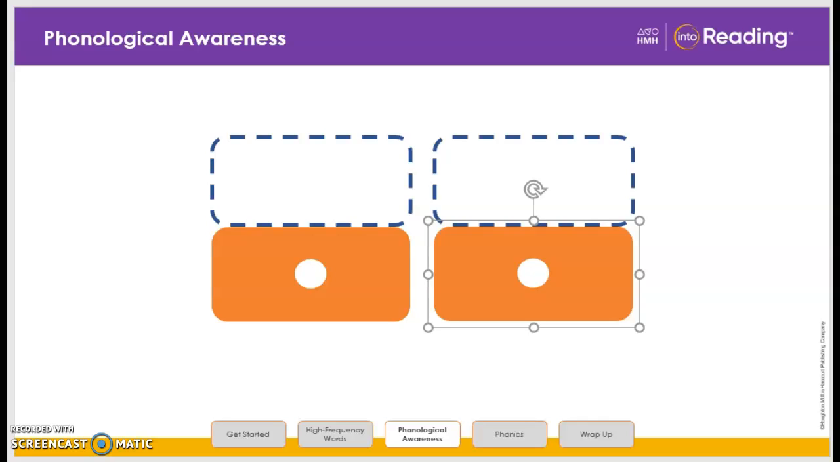If you're at home, you could do this with 2 pieces of paper. You could do it with 2 coins. You could do it with any 2 objects that you have that you can put in front of you and just slide up as we go. So let's listen to an example.